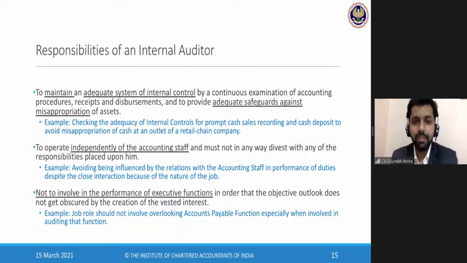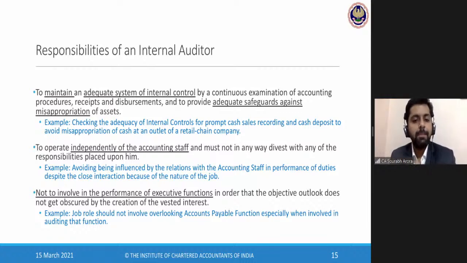And then by continuous examination of accounting procedures, receipts, and disbursements, to provide adequate safeguards against misappropriation of assets. So adequate system of internal control on one hand, and on the other hand, adequate safeguard against misappropriation of assets. Example, checking the adequacy of internal control for prompt cash sales recording and cash deposit to avoid misappropriation of cash at an outlet of a retail chain company. So in case of a retail chain company, if cash sales are recorded promptly and if the cash is deposited, then we can say that internal controls are working adequately and the misappropriation of at least cash is being avoided.